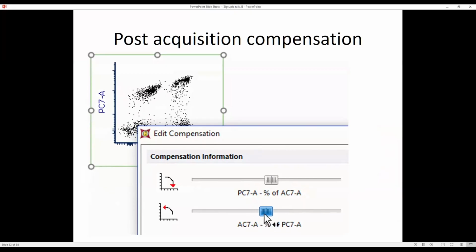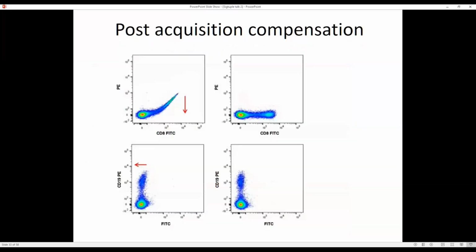Some people call this naked eye compensation or cowboy compensation, but again, this is inevitable because though you have a perfect compensation matrix with single stain controls, very well done, still during your analysis you may find small spillovers happening here and there, very small. You can just compensate at the post-acquisition level. Okay, this is called post-acquisition compensation. See here, you have data like this. I can clearly see that there is FITC signal spilling over into PE. I can just adjust the compensation bar a bit so that it comes down and it is adequately compensated.